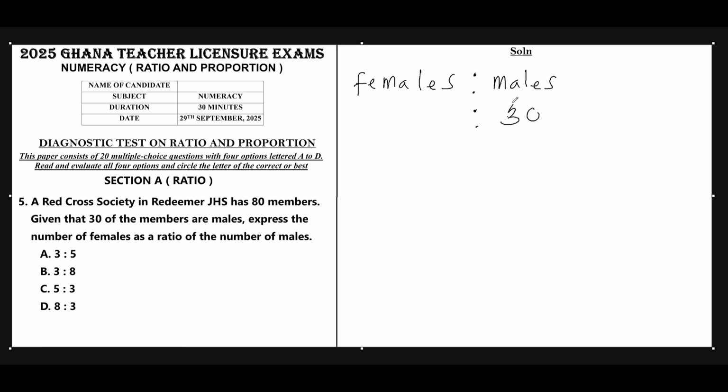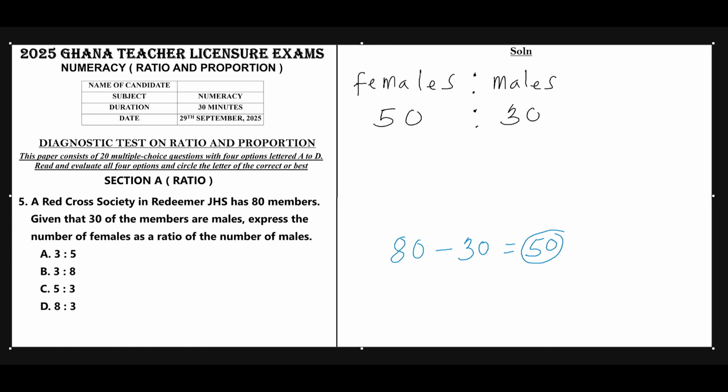How do we get the number of females? We know that in total there are 80 members. And out of these 80 members, 30 of them are males. So if 30 of them are males, then the number of females will be 80 minus 30, that is 50. We have 80 members in all. 30 of them are males. So automatically the remaining number becomes the number of females. So 80 minus 30, that is 50. So 50 of the members are females.